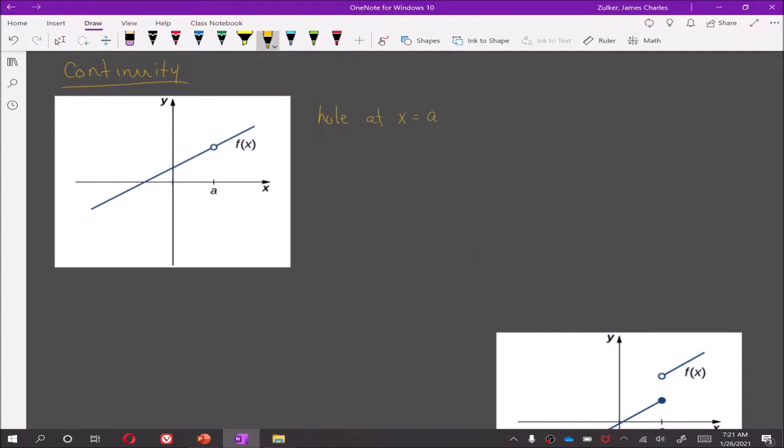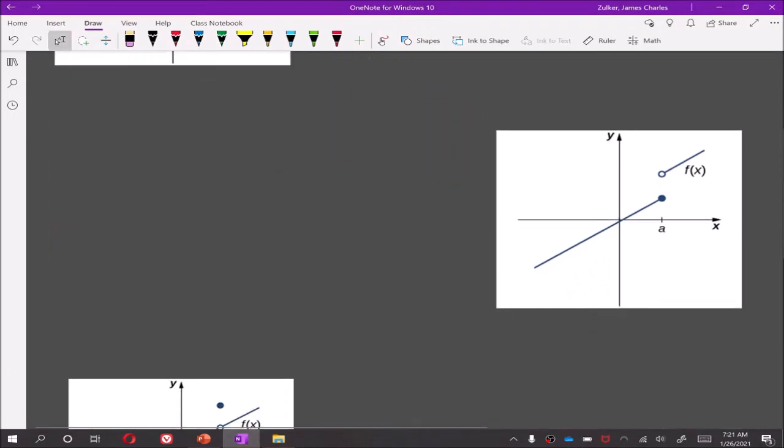In other words, f of a is undefined. So it would seem that in order for a function to be continuous, the function f of x would have to be defined everywhere. Okay? Let's now look at a second function, this one.